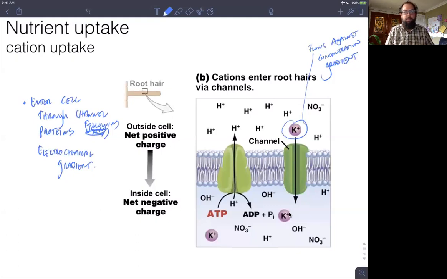So while the potassium is passively following the electrochemical gradient, this costs energy for the proton pump to establish that electrical gradient that these cations will follow. So cations can enter through channel proteins when there's an established electrochemical gradient.